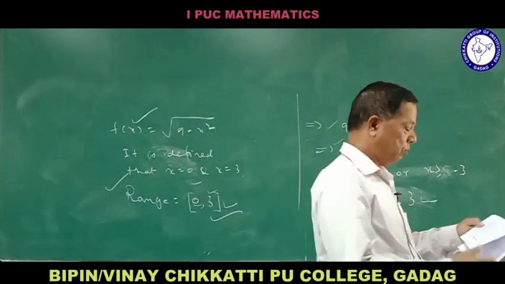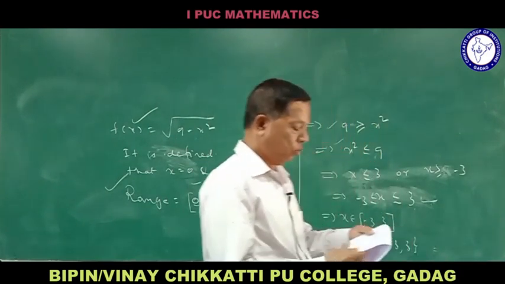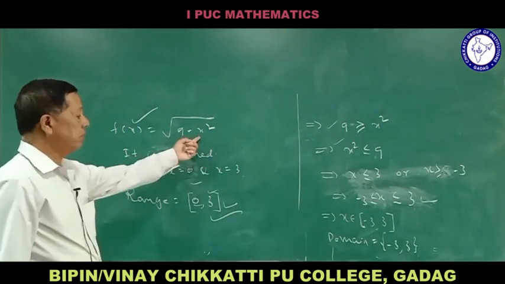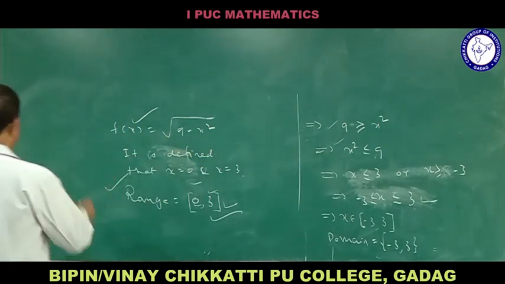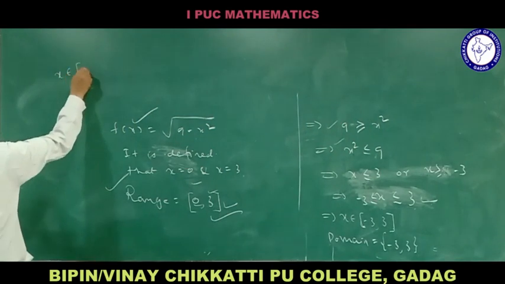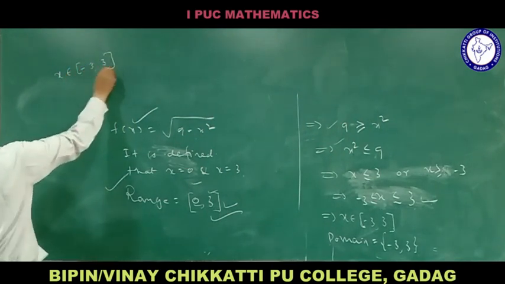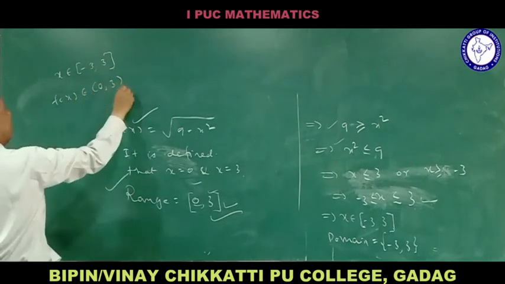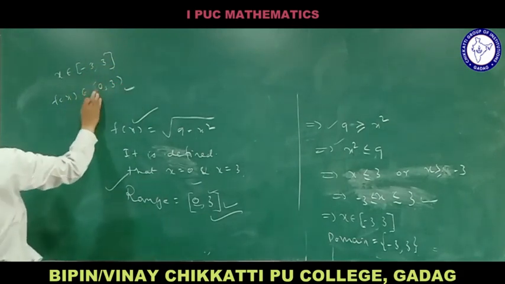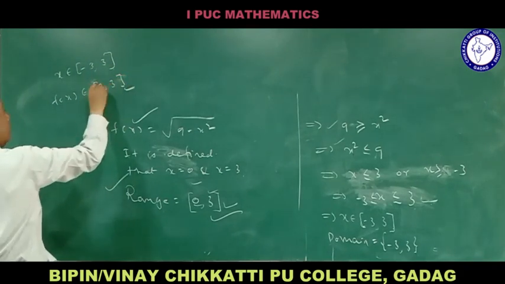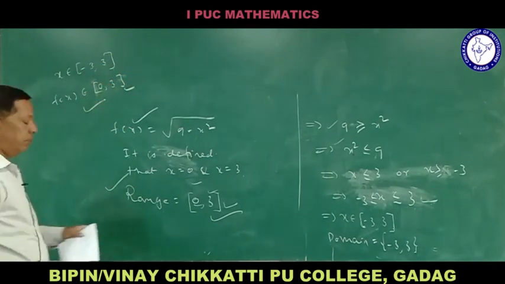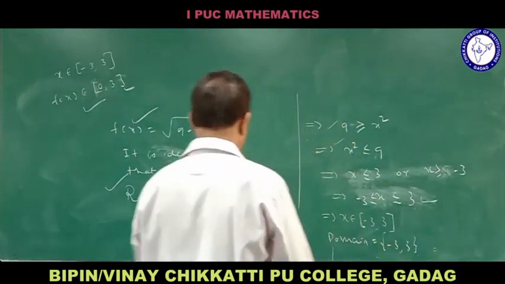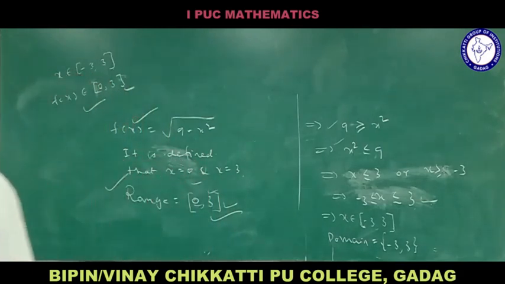And once again you can understand how to write the range. Range means values of x. Looking at it another way, x belongs to [-3, 3], and f of x belongs to [0, 3]. You have to go for square root, which is equal to 0 at the ends. This is the way you can write the result. So when x belongs to this case, you can go for writing the result.